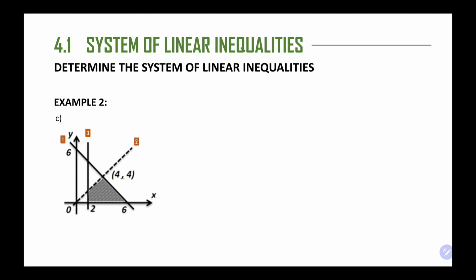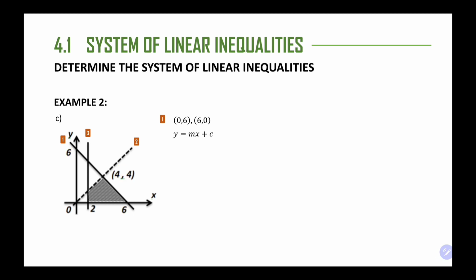Okay, we look at the first line. First line doesn't have equation, so we need to create the equation. First step, we take out 2 points on each line. So we have (0, 6) and (6, 0). We can use (0, 6), (4, 4) or (6, 0), any two. So I use (0, 6) and (6, 0).